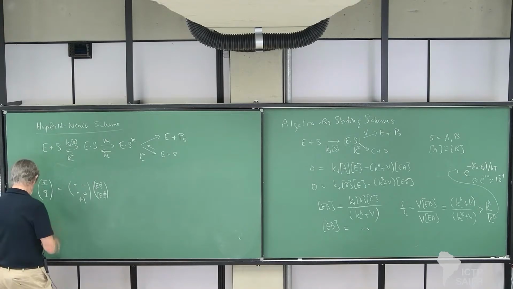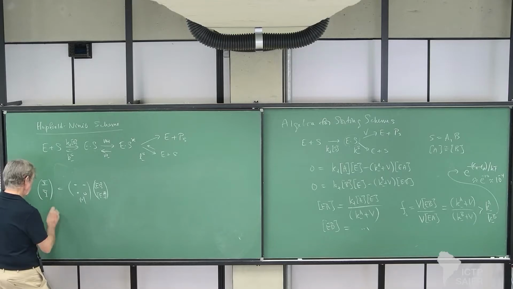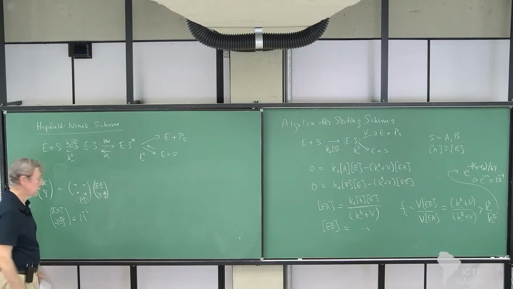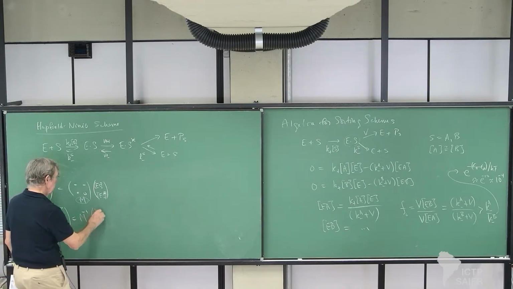And the way you solve it, you know this, is that the thing you want, ES and ES star, if this is a matrix, is just the inverse of that matrix times the stuff you know.